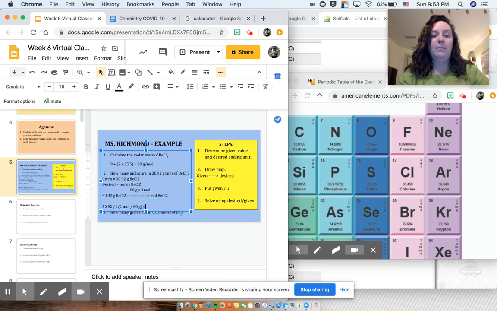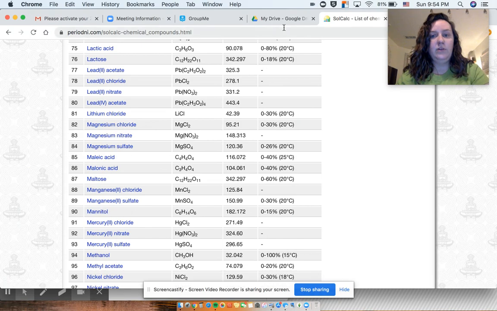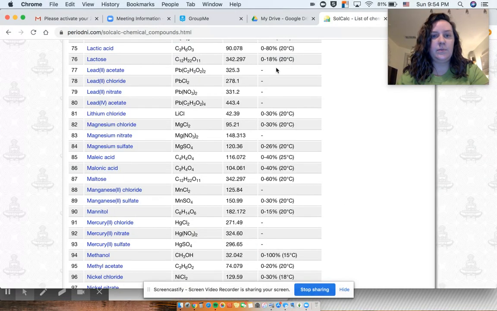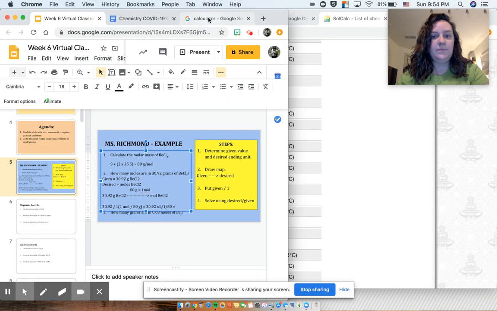Remember, you multiply across the top and divide across the bottom, so it's ultimately going to look like this. 30.92 times 1, right? This one here. And then divided by 1, because there's a 1 on the bottom right here. And then divided by 80. So let me plug that into my calculator and solve. Where'd you go, calculator? Oh, here it is.